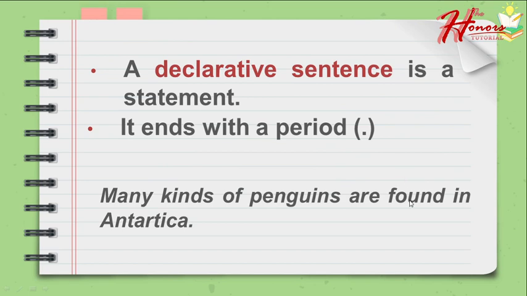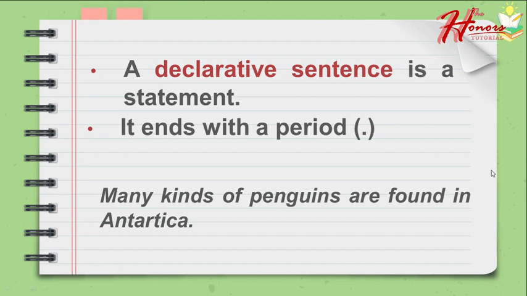Okay. Many kinds of penguins are found in Antarctica. So let's go back again to the definition of sentence. Again, a sentence starts with a capital letter and should end with an appropriate ending punctuation. A sentence also gives a complete thought, and it is also a group of words. Since this example is a statement, it is telling something about many kinds of penguins which are found in Antarctica. So therefore, this is an example of a declarative sentence. Again, remember, when we say declarative sentence, it is a statement.